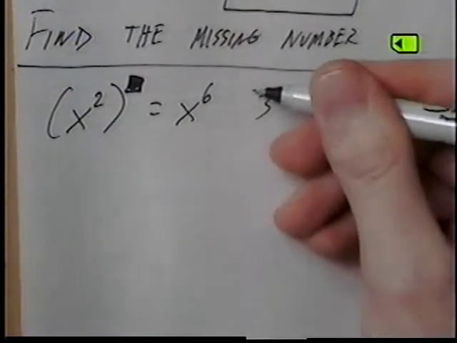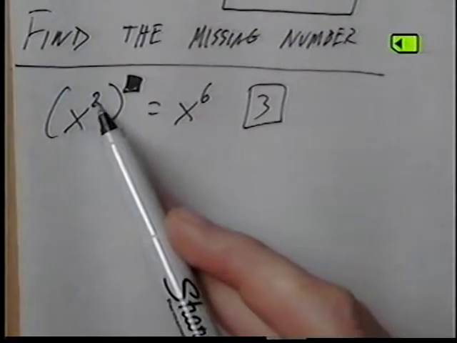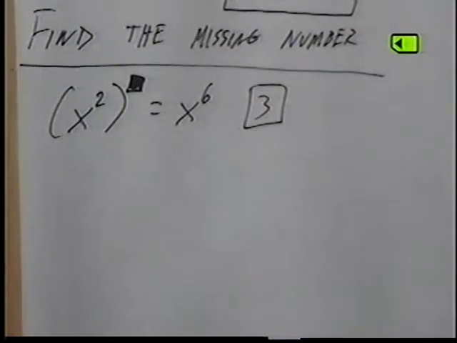Correct answer, 3. 2 times 3 would be 6.